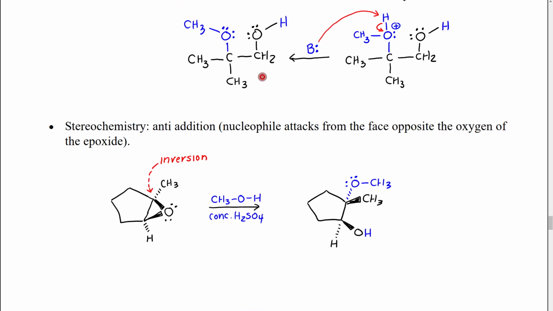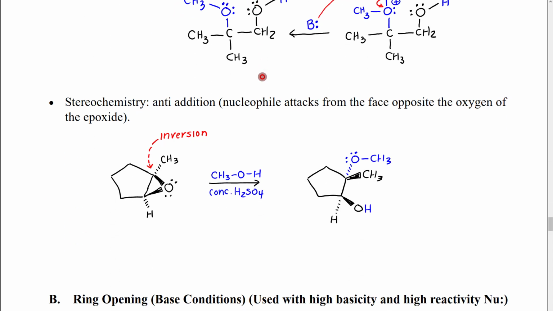There's also a stereochemistry requirement for these epoxide ring openings. They go by essentially backside attack. The nucleophile attacks from the face opposite the oxygen of the epoxide. We can see this very clearly in this example, which has an epoxide attached to a ring. The epoxide is attached with wedge bonds to the top face of the ring, and the substituent hydrogen and methyl group are attached with dash bonds.